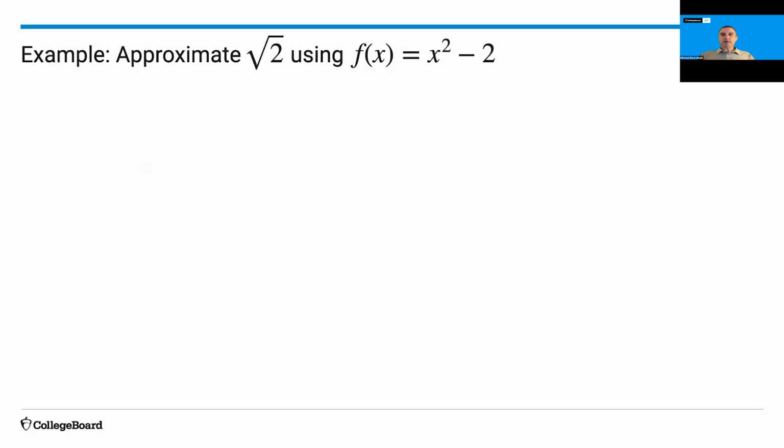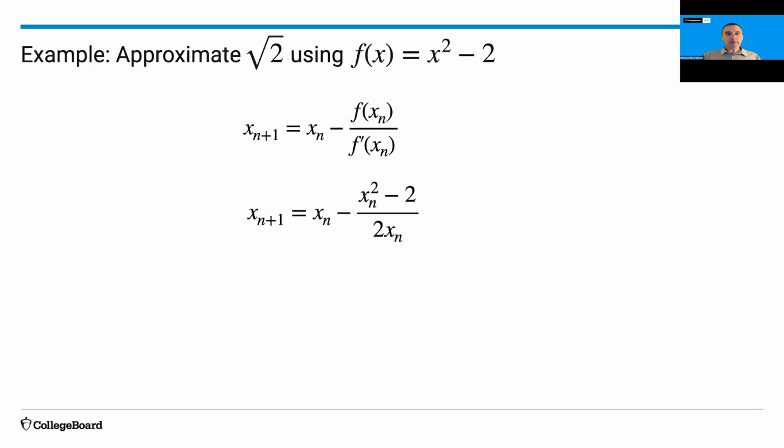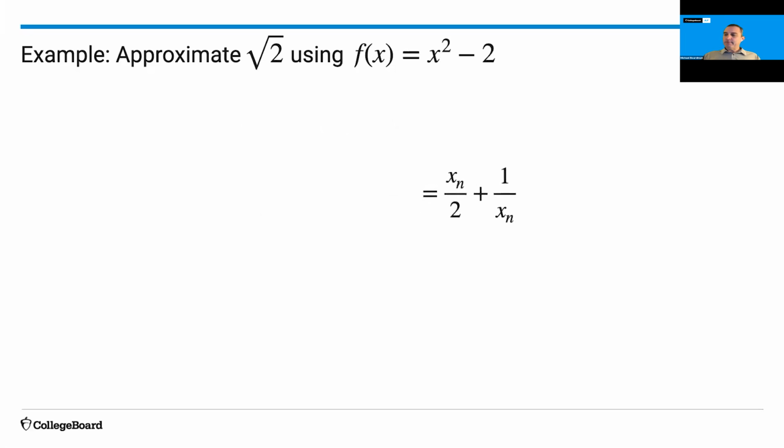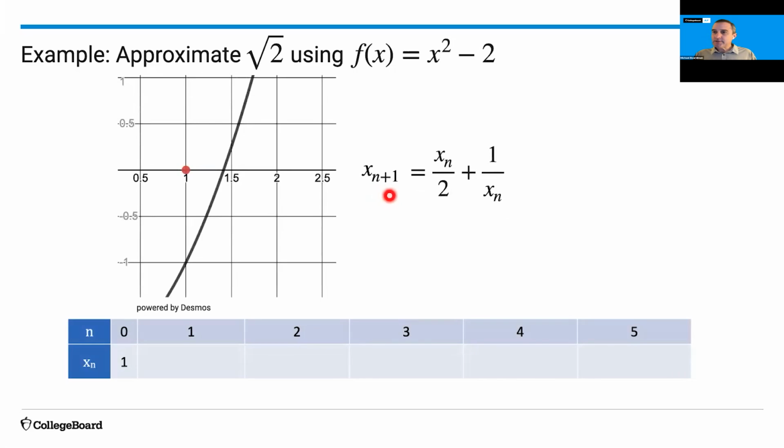Another example that we were interested in was the square root of two. So remember, to approximate the square root of two, what we're really after is approximating a zero of the function x squared minus two. If we write down the formula for the Newton iterates and we substitute our function x squared minus two and its derivative, 2x, we end up with this nice formula for the Newton iterates, that the n plus first estimate is half of the current estimate plus the reciprocal of the current estimate.